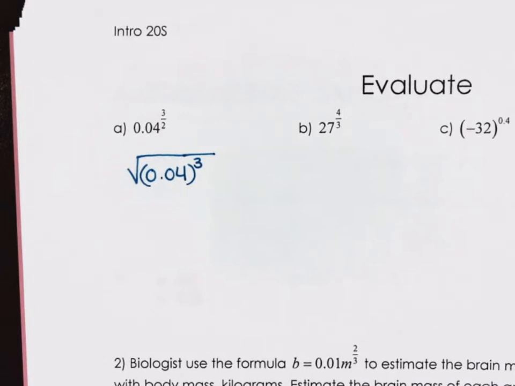So what do we want to do first? Do we want to square root it, or do we want to cube it first? Oh, you guys are crazy. I would have squared it first. I would have square rooted it because it's a perfect square.